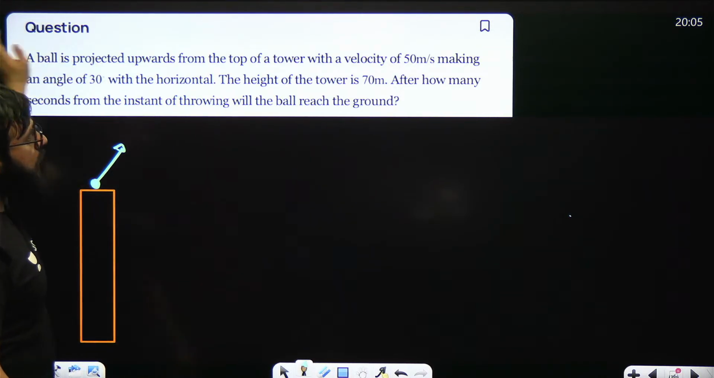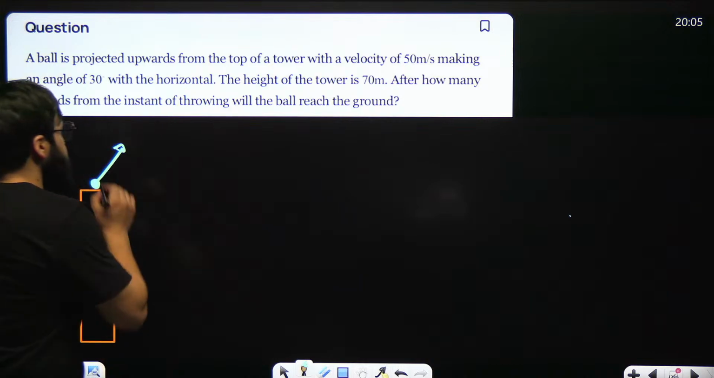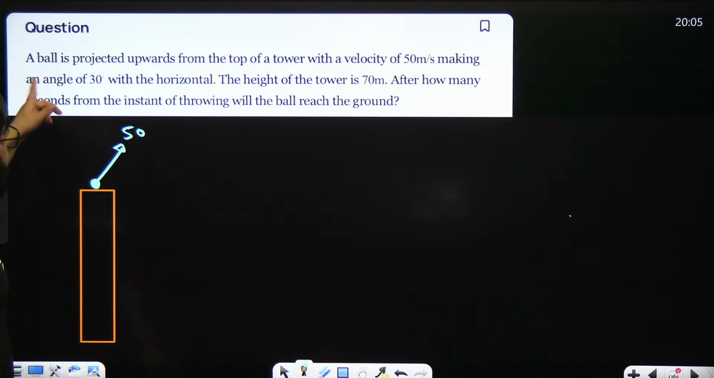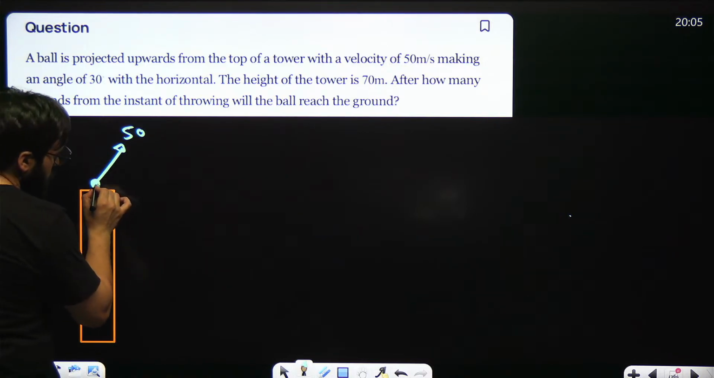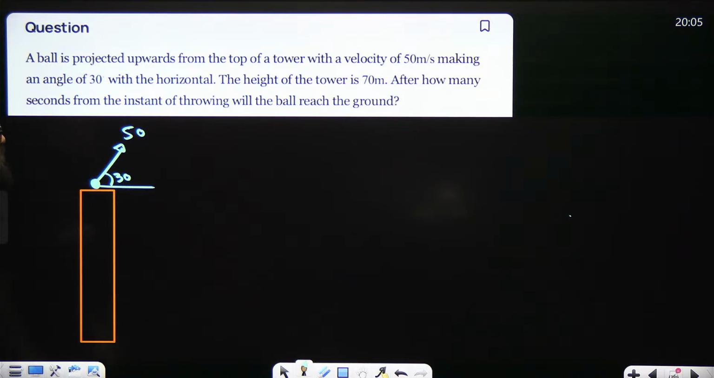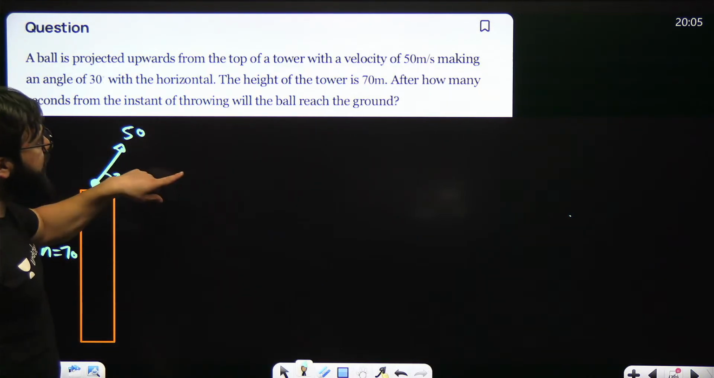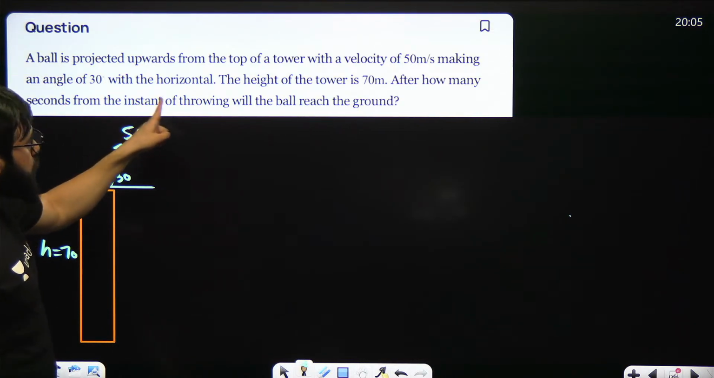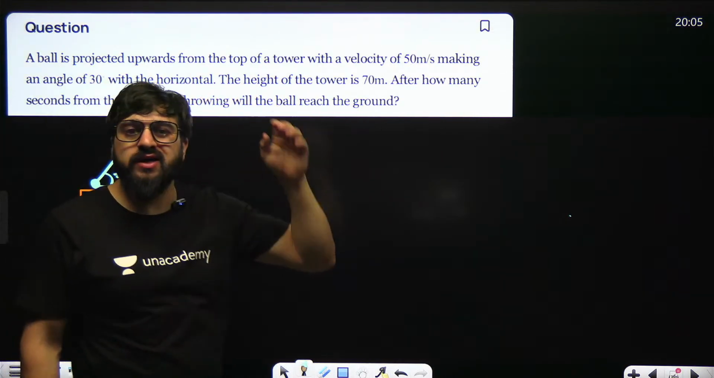Okay. With a velocity of 50 meter per second. This velocity is given as 50 meter per second. Making an angle of 30 degrees. So it is making an angle of 30 degrees with the horizontal. The height of the tower is 70 meters. Height is given as 70 meters. After how many seconds from the instant of throwing the ball will reach the ground? We are supposed to find the time.